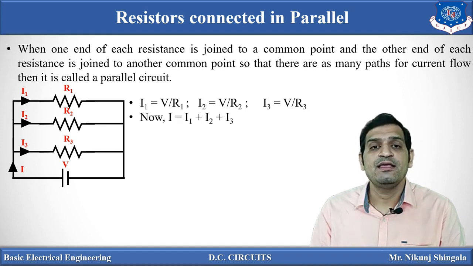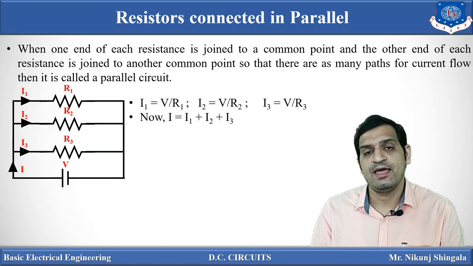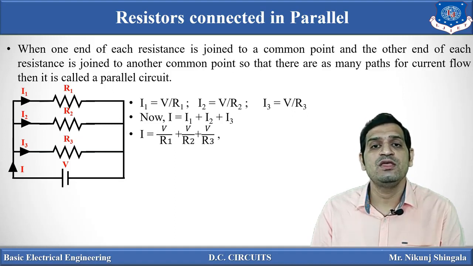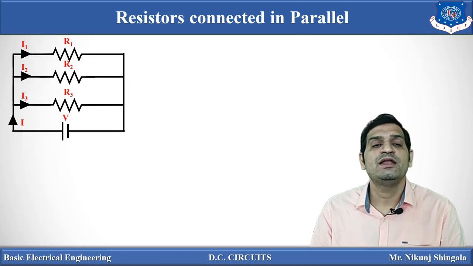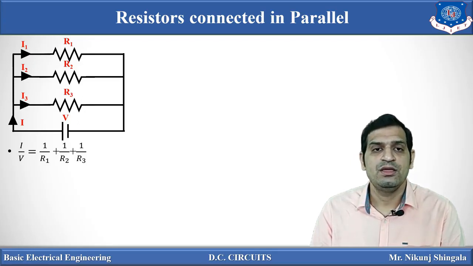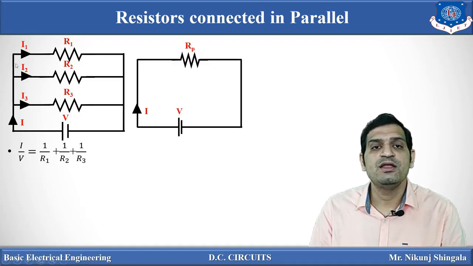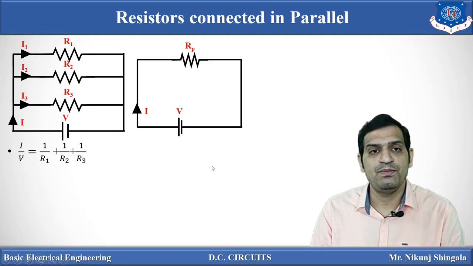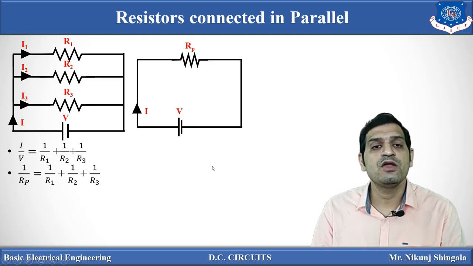Now total current I can be written as I1 plus I2 plus I3. Putting the values of I1, I2, I3 in this equation, I is equal to V divided by R1 plus V divided by R2 plus V divided by R3. Now taking V common, I divided by V is equal to 1 upon R1 plus 1 upon R2 plus 1 upon R3. If we draw the equivalent circuit of these three resistances, denoted by Rp, then from this circuit I divided by V is equal to 1 upon Rp. So we can write 1 upon Rp is equal to 1 upon R1 plus 1 upon R2 plus 1 upon R3.